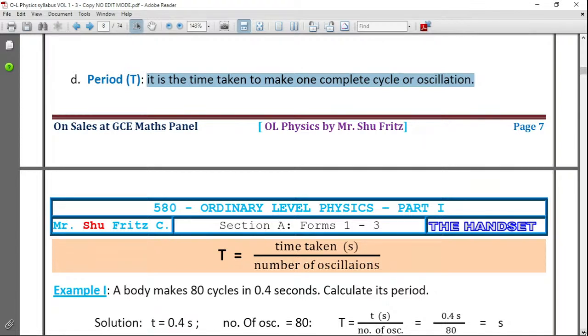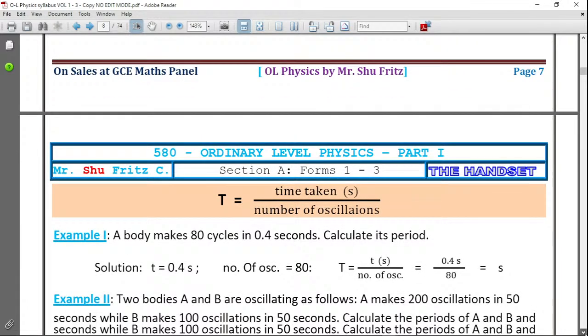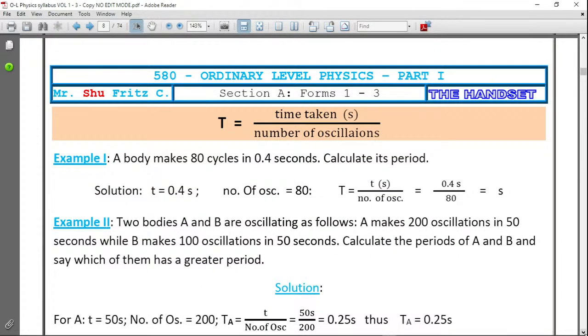All right, let's take this other example. A body makes 80 cycles in 0.4 seconds. Calculate its period. Period is equal to time divided by number of cycles or oscillations. That will give us 0.4 divided by 80, and you have your answer in seconds.